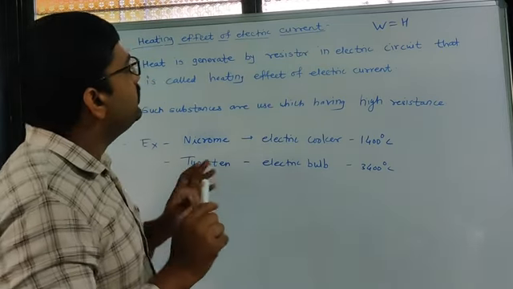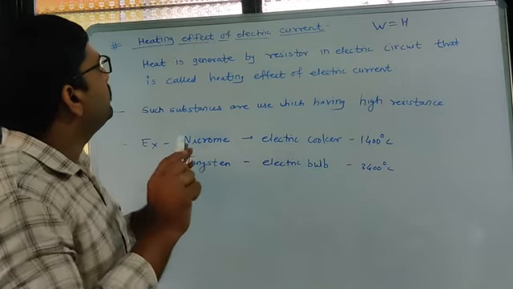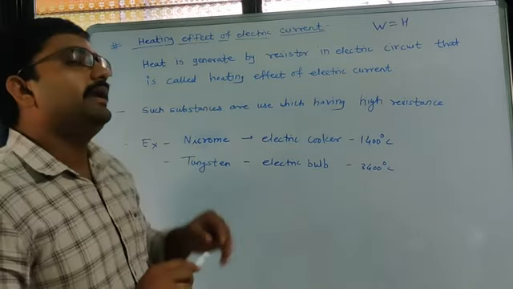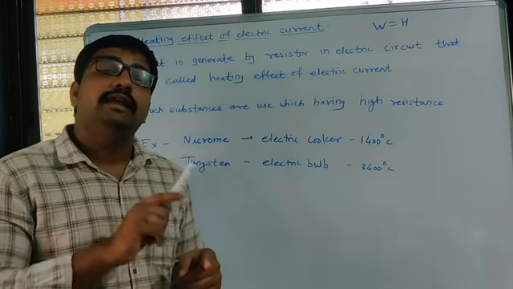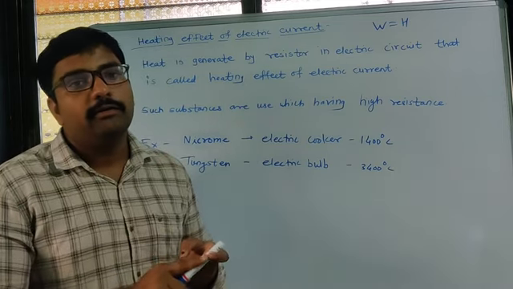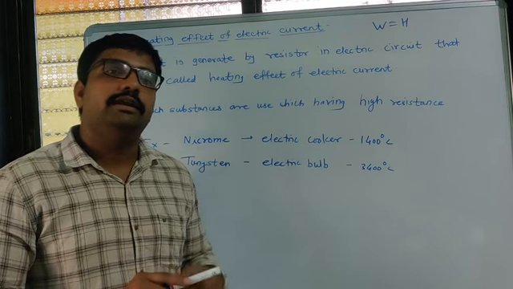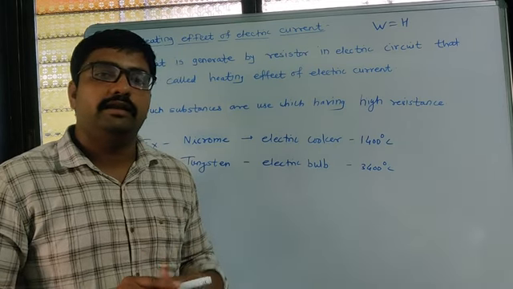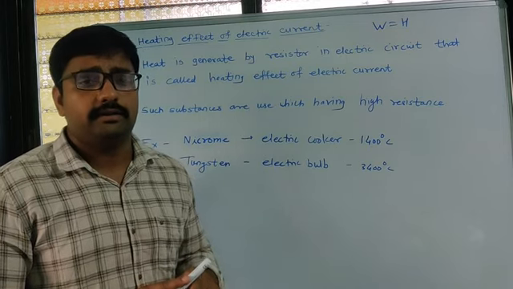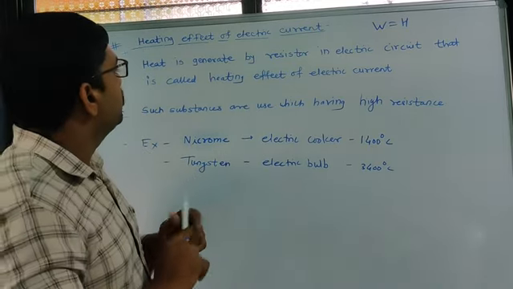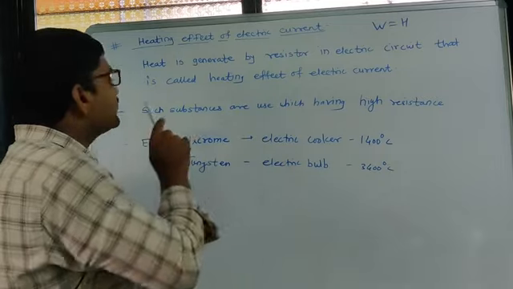Okay, so we only have to remember here what the heating effect of electric current means. When we connect resistors in an electric circuit, then due to the resistor, heat is produced in that electric circuit. That is nothing but the heating effect of electric current.